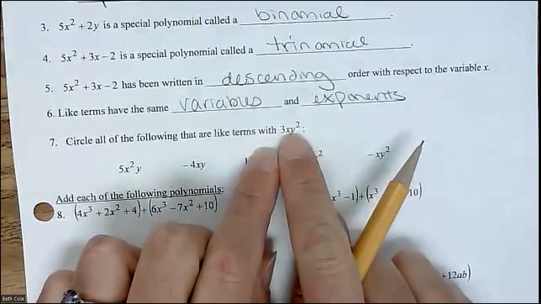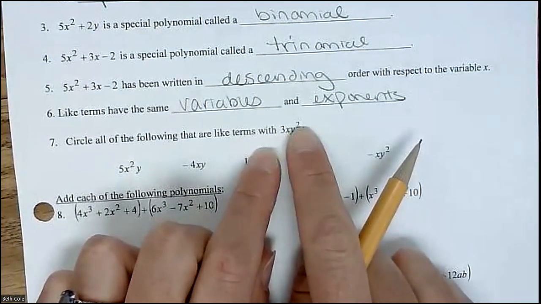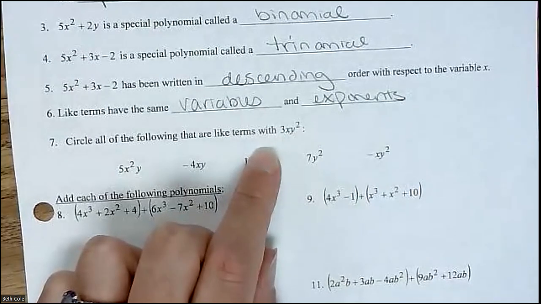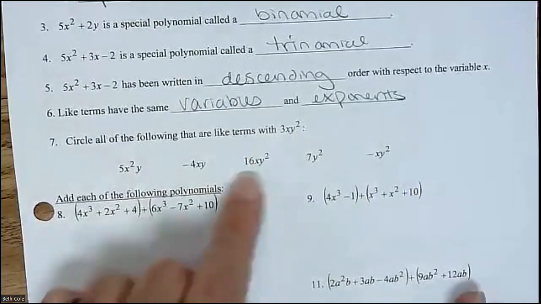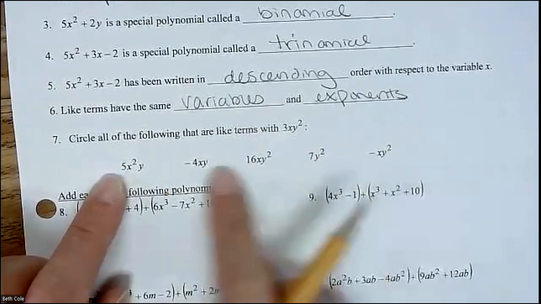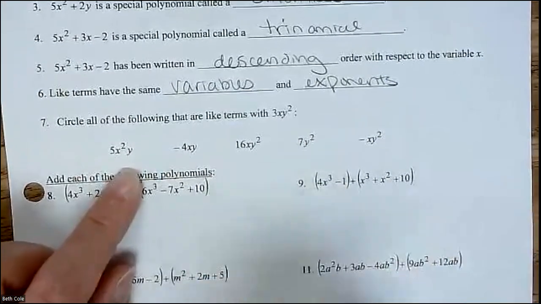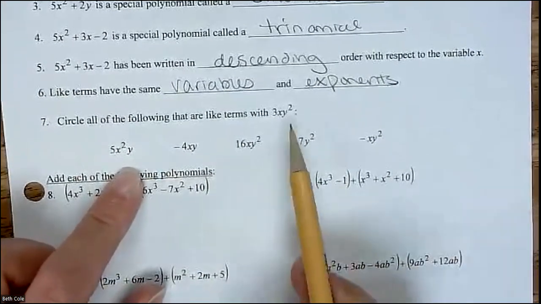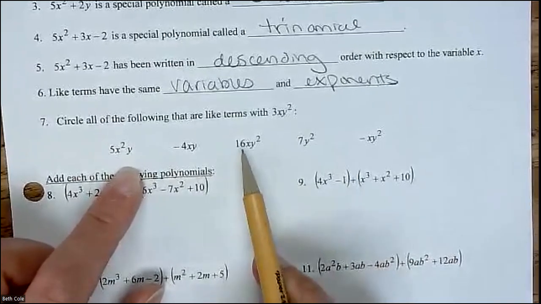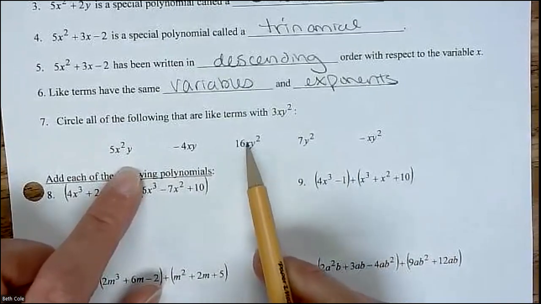So look at this one. Do you see how it is an x and then a y squared? It has to match exactly. We're looking for an x and a y squared. So do you see any terms out of this list here? And I think there's a couple that would be a like term with this one. Good. The number out front doesn't matter. It's just the variables and the exponents.